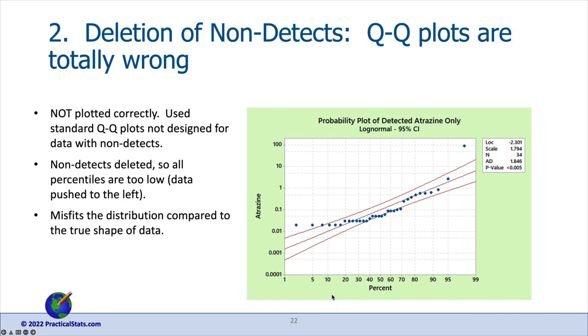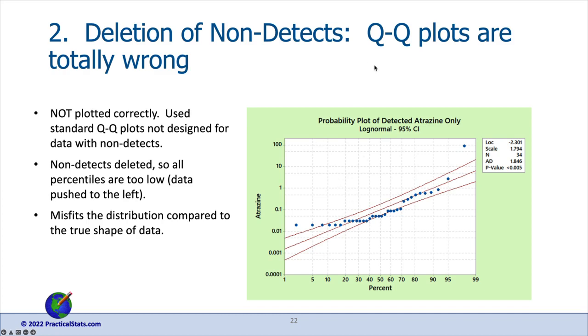All right, so that's the 4 things of substitution that are not good, plus a little bit occasionally of a notice of what a better method might look like, which we'll talk about in a few months. So what else is wrong? Very quickly, the deletion of non-detects.